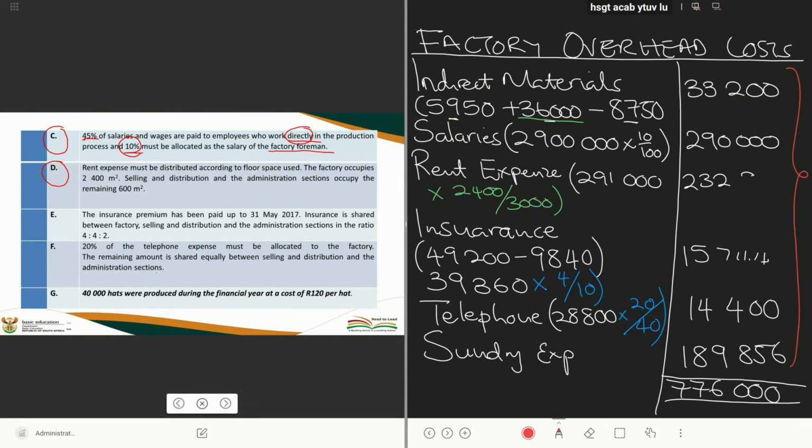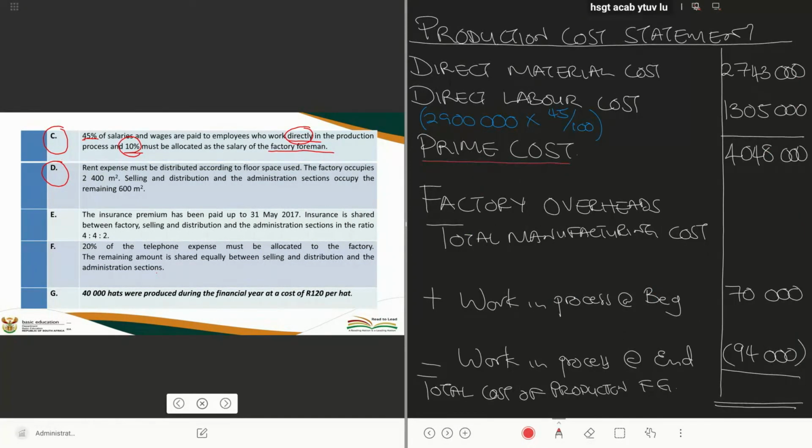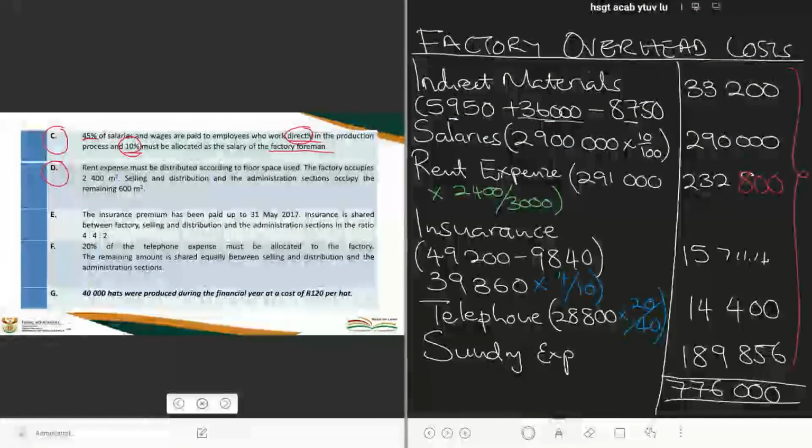Let's come now to our production cost statement. Remember, this one was erased. It was 232,800 here. All right. What was missing in our production cost statement, boys and girls? It was our factory overheads. Now, where do we get factory overheads? Here. How much is it? 776. All right? Our factory overheads is 776.